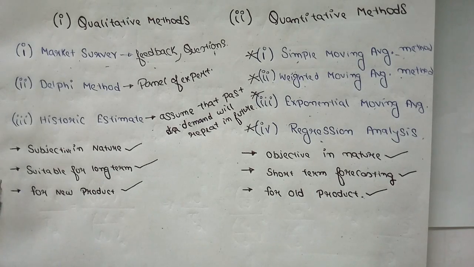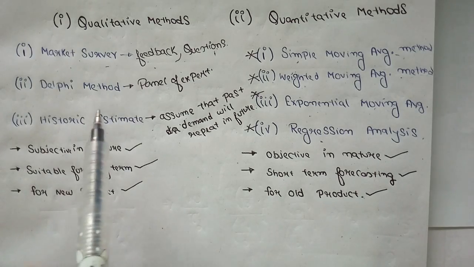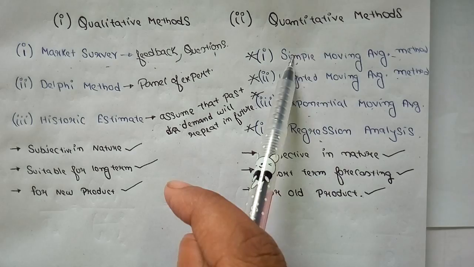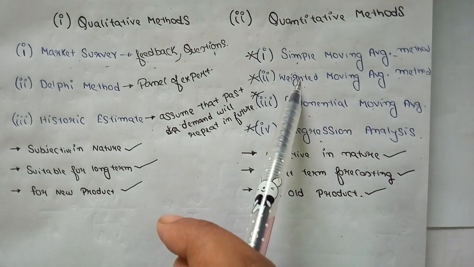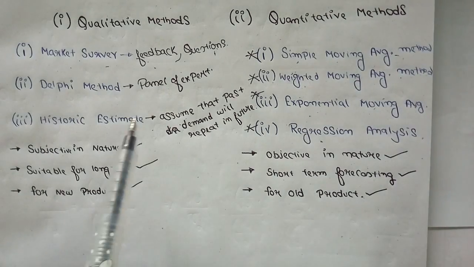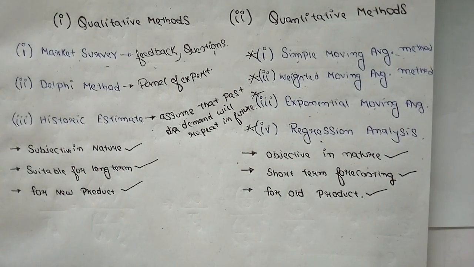We have discussed all this, and now we are in a position to answer what forecasting is, how we can differentiate forecasting, what the methods involved are, and what the qualitative and quantitative methods are. We know all these things now. From the next video, we are going to see these methods one by one. First we will see the simple moving average method, the weightage moving average method, the exponential moving average method, and the regression analysis method.